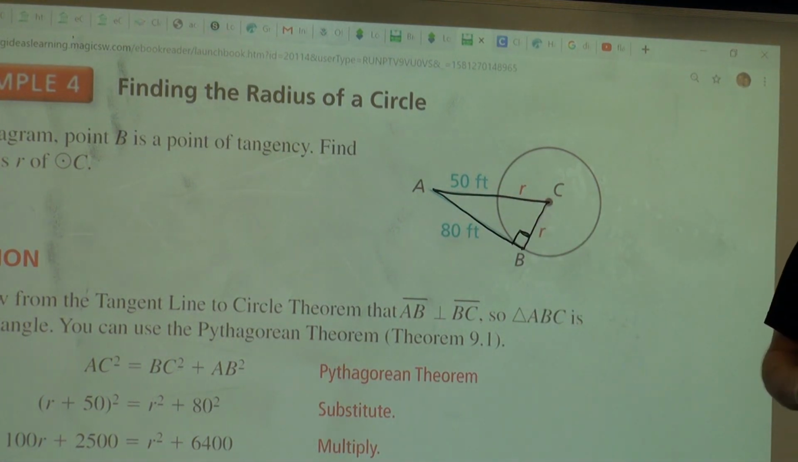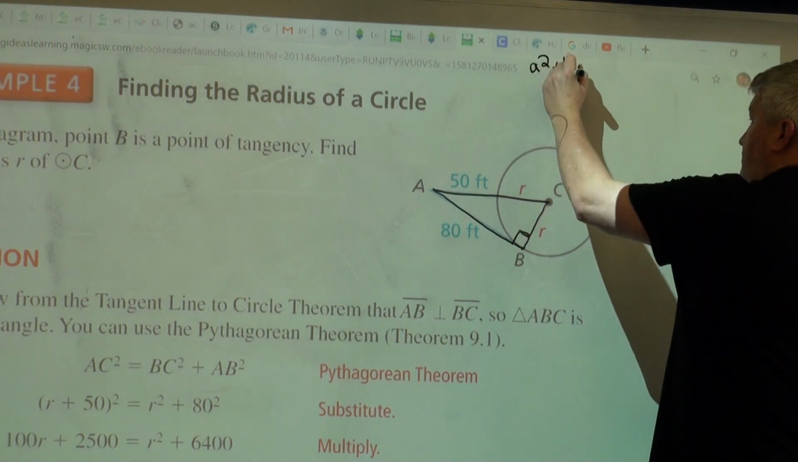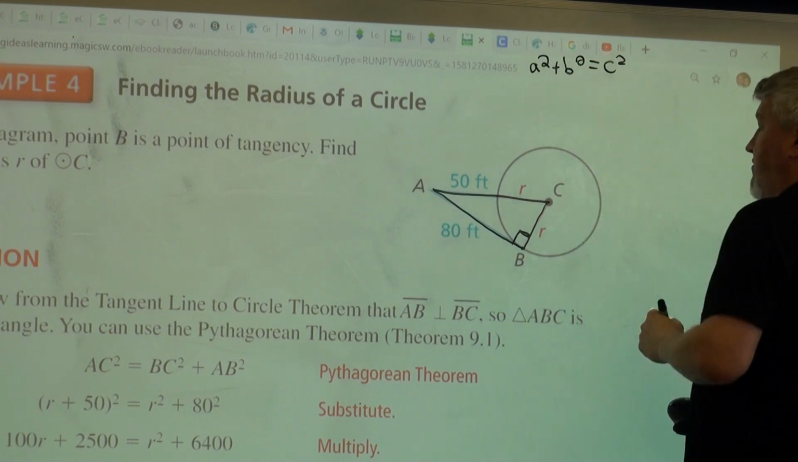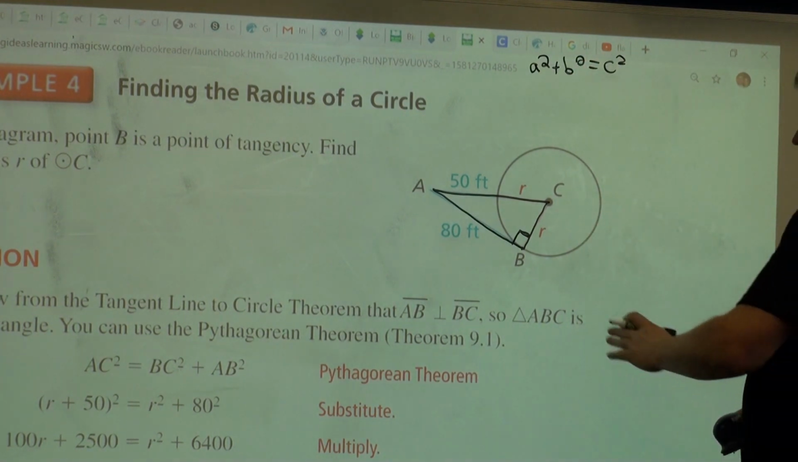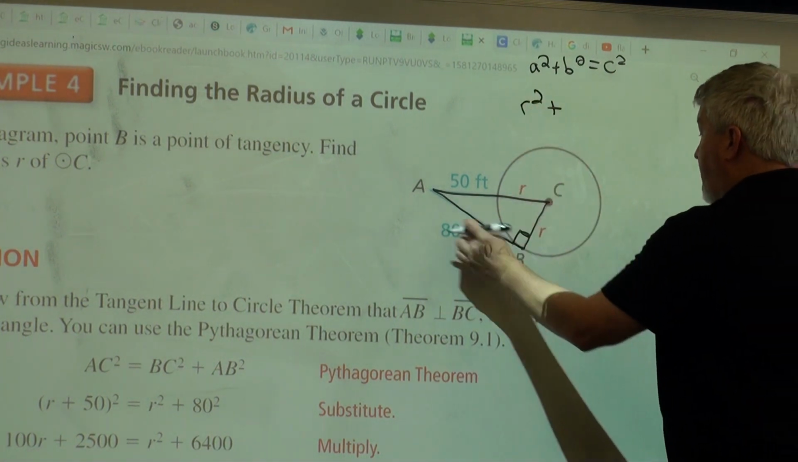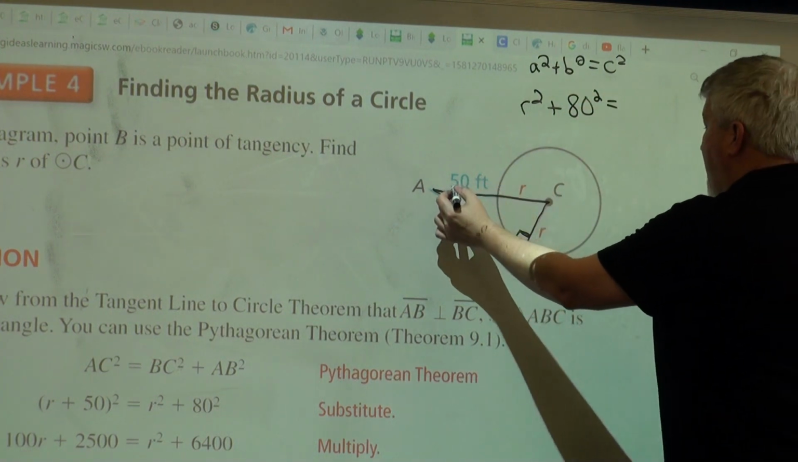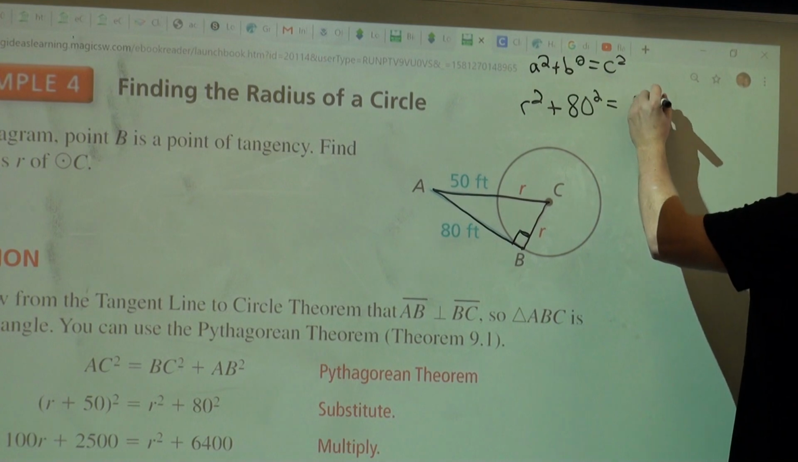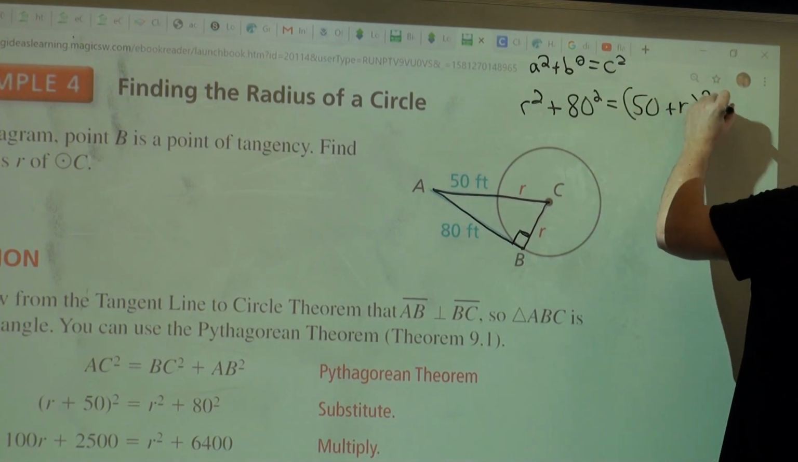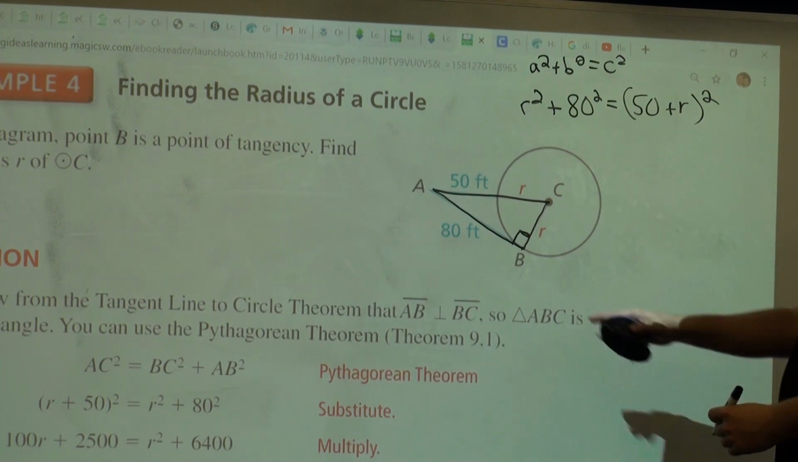So now we need to use Pythagorean's theorem. A squared plus B squared equals C squared. So A squared, R squared, plus B squared, 80 feet squared, equals 50 plus R, all of it squared. Okay? You're going to your higher level algebra now. Yeehaw! How fun! All right, I'm going to put it back over here.